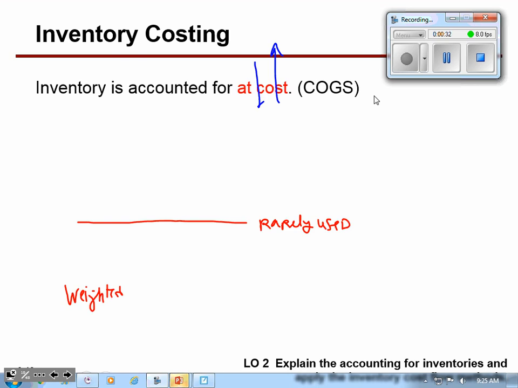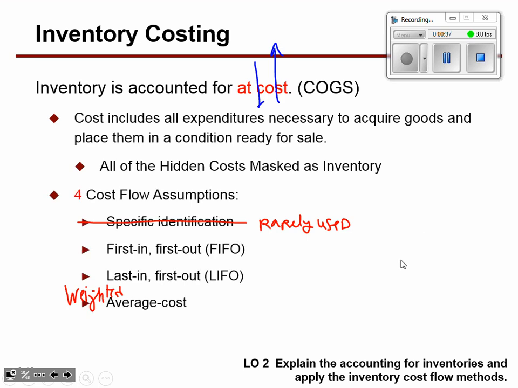There's 4 methods, or 4 valuation methods. Of the 4, specific identification is rarely used. It's more like a car dealership that knows that $90,000 red Corvette really truly costs that much. It's not like we've got 50,000 red Corvettes sitting around.